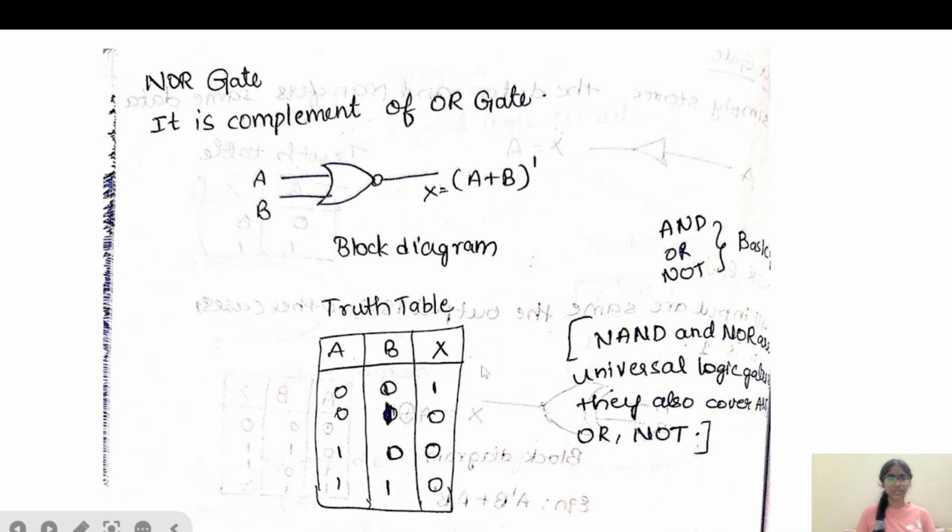If you look at the truth table, when the inputs are 0 and 0, you get the output as 1. When the input is 0 and 1, you get the output as 0. When the input is 1 and 0, the output is going to be 0. When the input is 1 and 1, the output is going to be 0. So you can say that when at least one input is 1, you're going to get the output as 0, and in other cases, the output is going to be 1. So this is about logic gates.